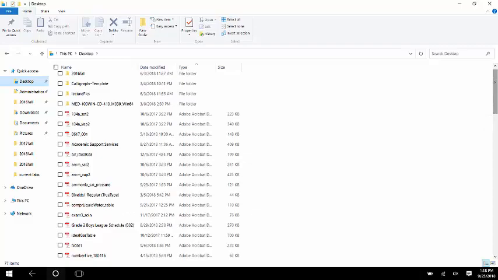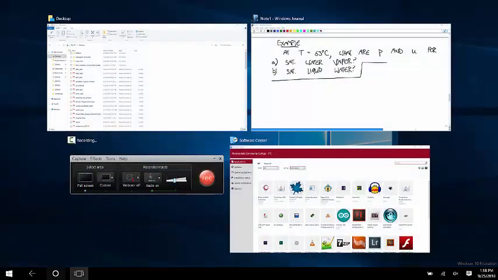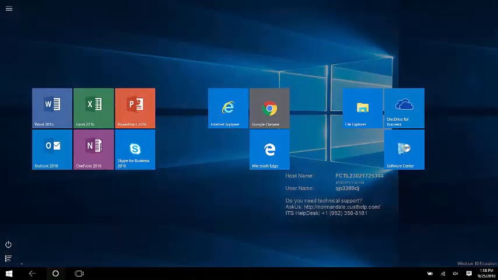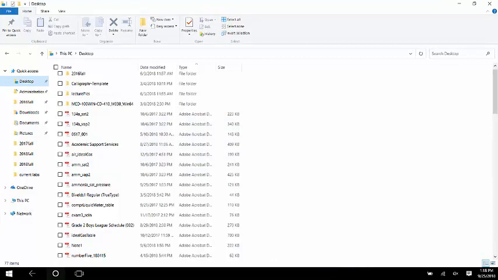Okay, so for saturation values, there are two different ways we can look at this information: indexed by temperature or indexed by pressure. Which one do we want in this case? We want temperature because that's what we're given. So we'll go to water.